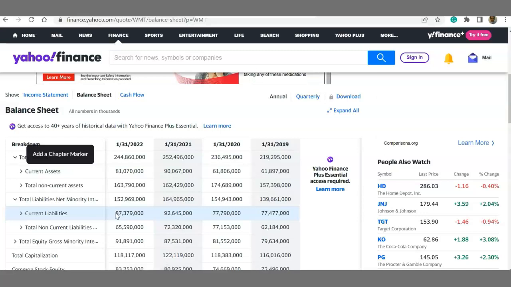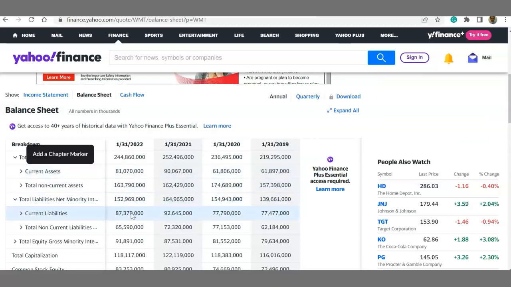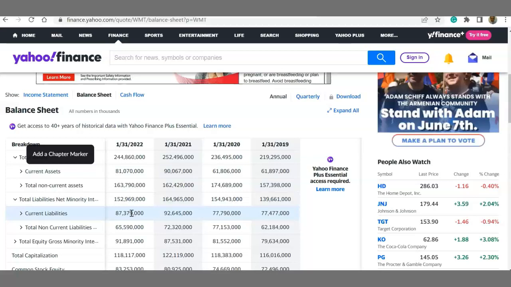So if you want to do your liquidity ratio, the current ratio equals current asset divided by current liability, and then you get the results. In this case, I see the current asset is less than the current liability. That means Walmart has a little bit of a liquidity issue. It doesn't have enough liquidity to pay the current liabilities. So it's a little bit not good.